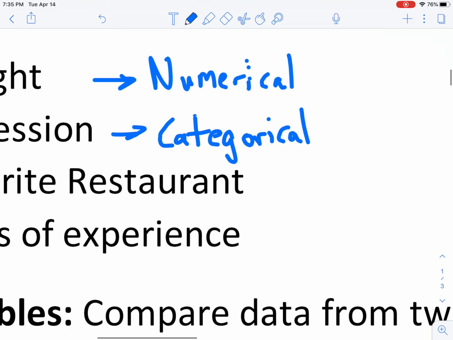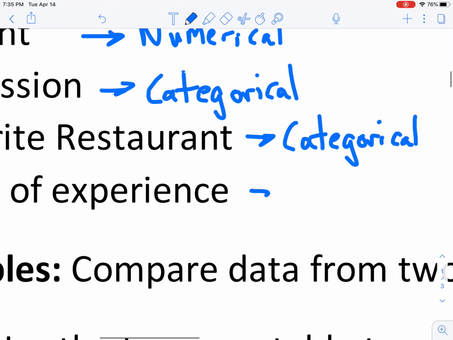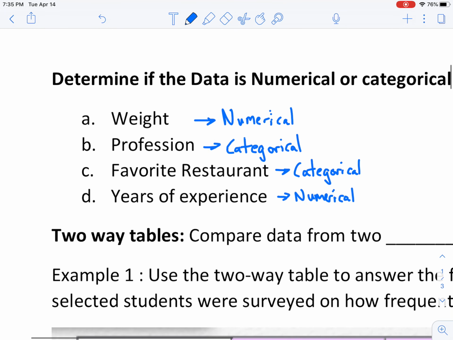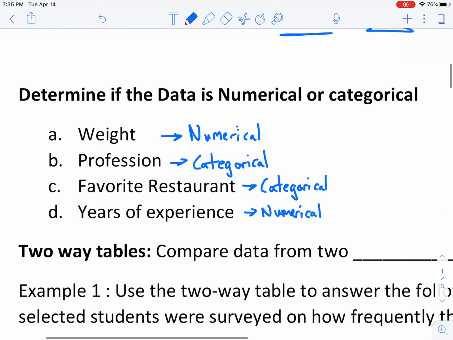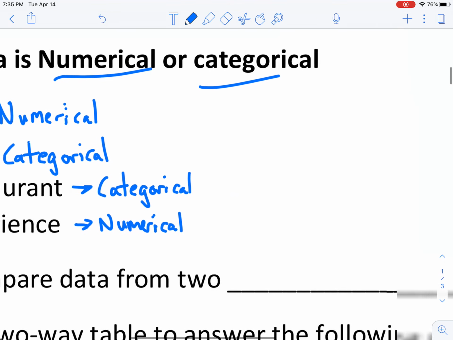All right, a favorite restaurant. Categorical, you would name it, right? And then lastly, the years of experience, that is numerical because it's in years.